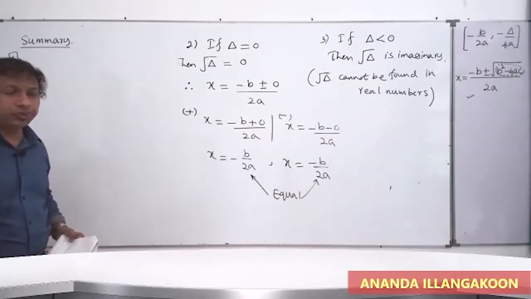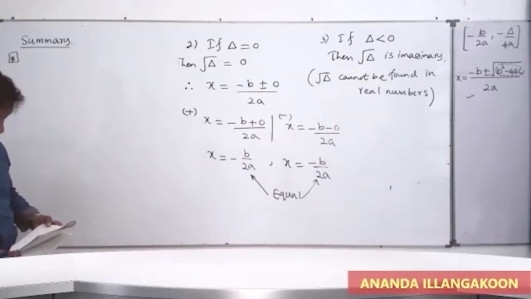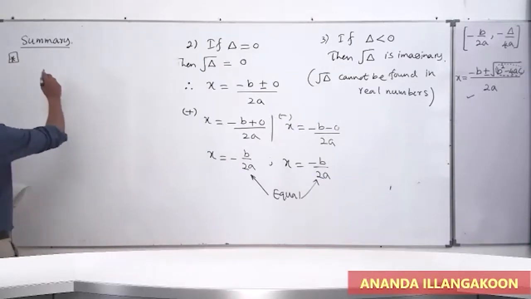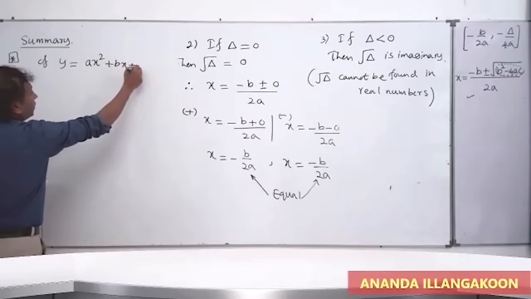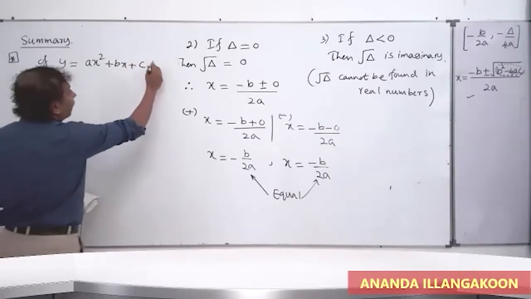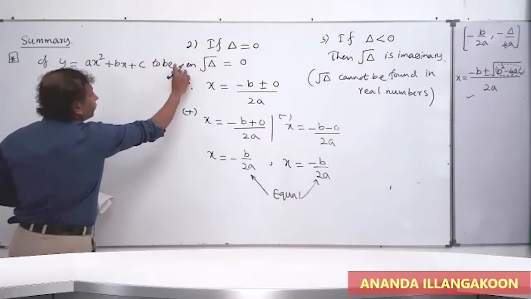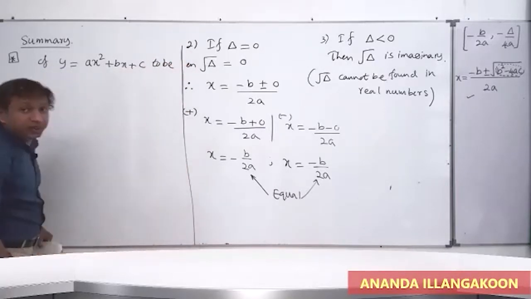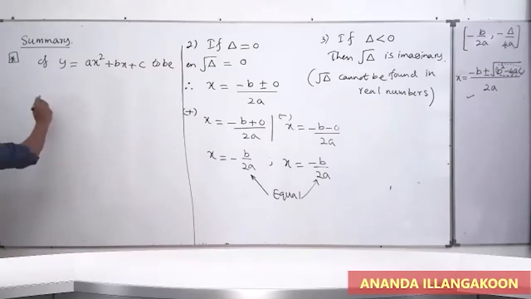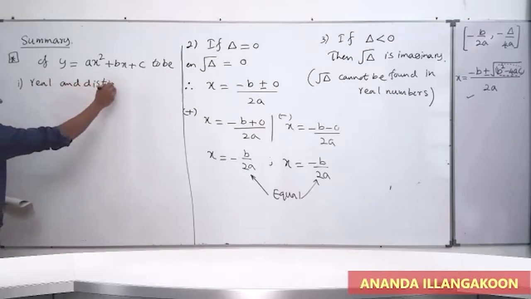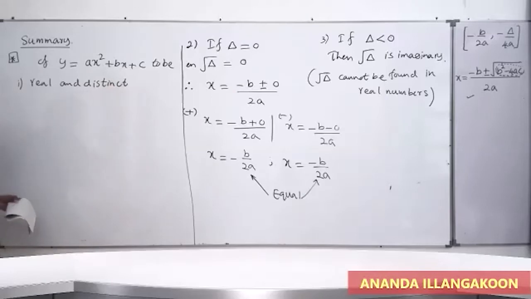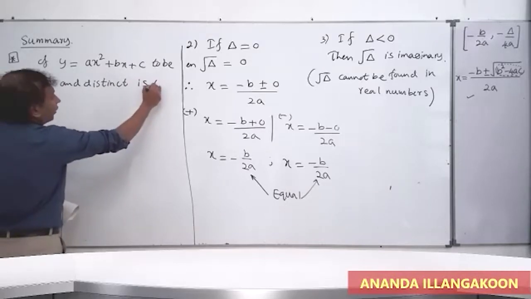for the roots of y equals ax squared plus bx plus c to be, write down number 1, real and distinct is delta greater than 0.